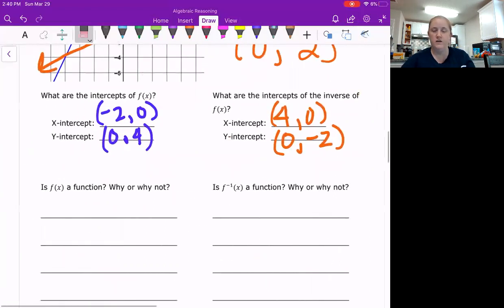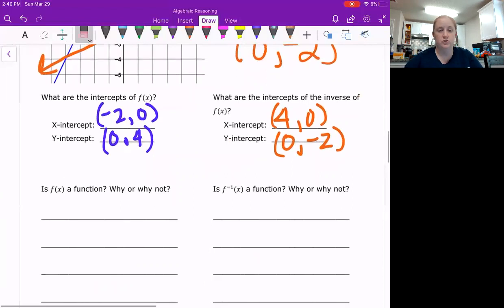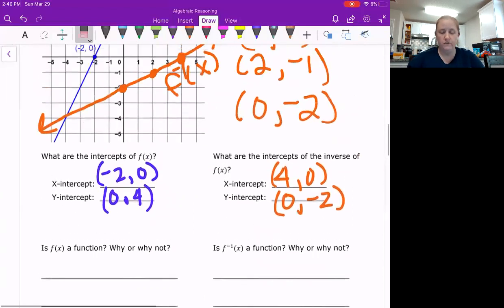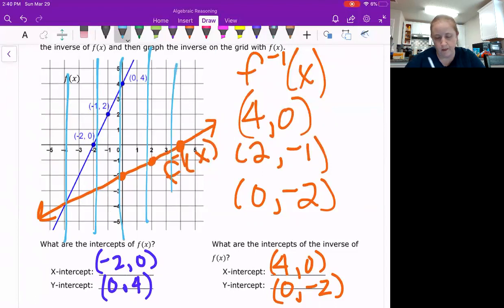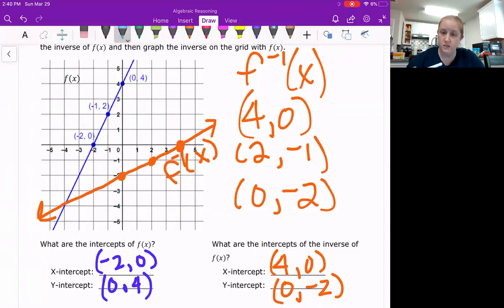So let's see if we can figure out now, are they in fact functions or not? So is the original one a function? It is. Check out your x's. Nowhere do these x's stack up. I'm going to draw an imaginary line here in blue. So no matter where I draw this vertical blue line, it only hits the original graph one time. So it is a function.